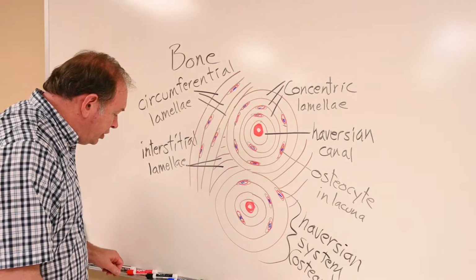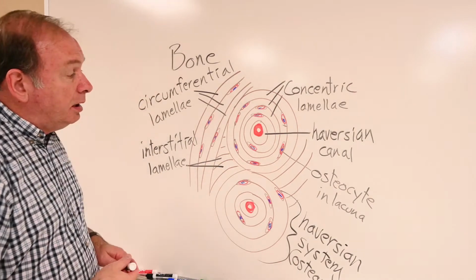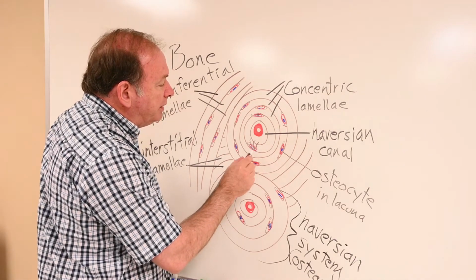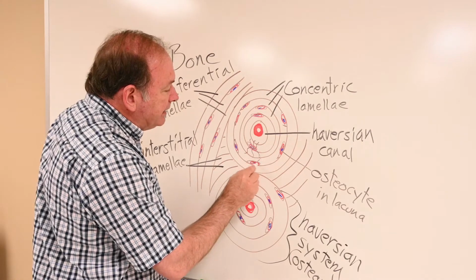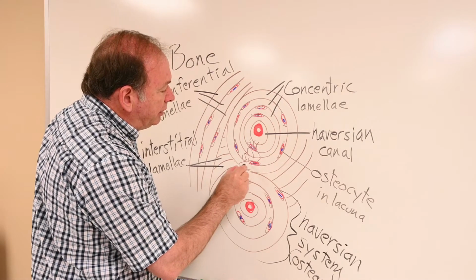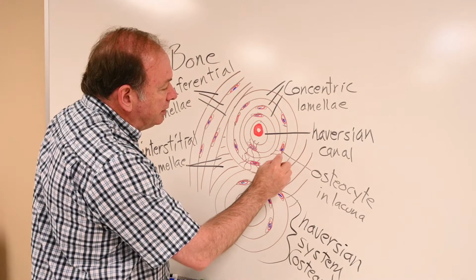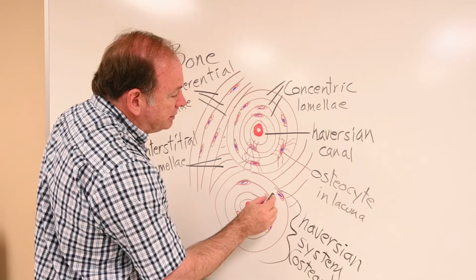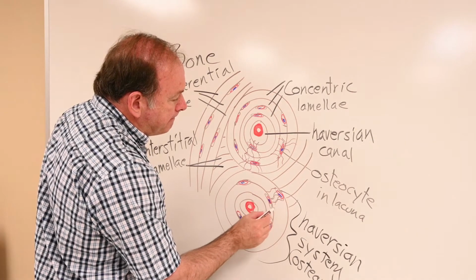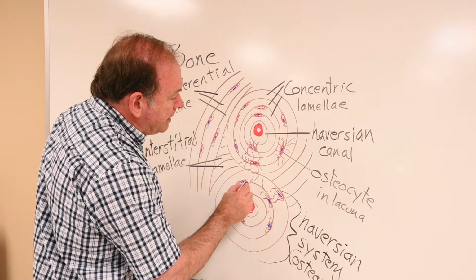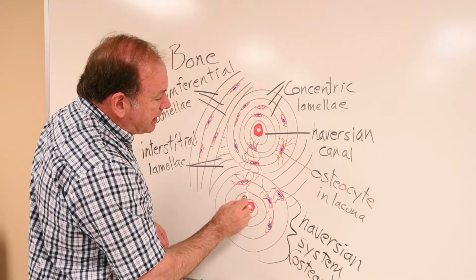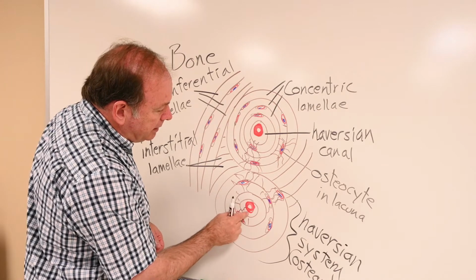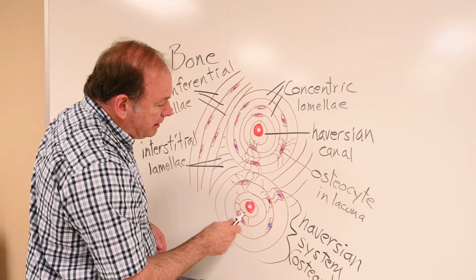So there are small channels that join one osteocyte to another, all the way down to the middle where the blood supply is. And these tiny little channels that go through the lamellae, through the layers, are called canaliculi. That just means tiny canals. So these tiny little canals connect all through the compact bone. They're not in the Haversian canal there.